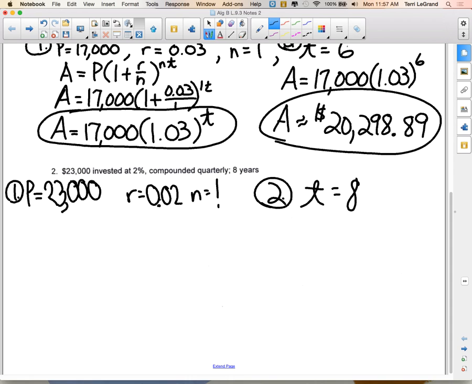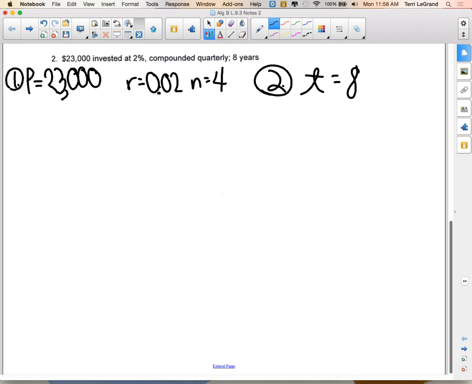Why not? Because it's compounded quarterly. N means how many times during a year will they give you that interest? They're going to do it quarterly, which means not every year, but 4 times a year. How about the T? Do we agree with that? Okay, go ahead and work this problem out. Let's see if we all agree. Thank you, Calvin.